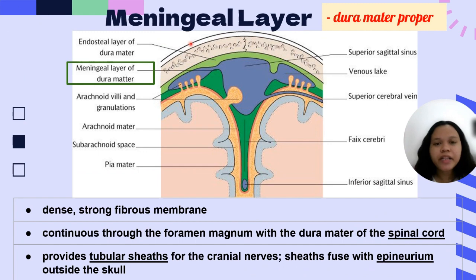The meningeal layer is what we refer to as the dura mater proper. And here is the meningeal layer of the dura mater. Like the endosteal layer, it is a dense, strong, fibrous membrane. In contrast, it is continuous through the foramen magnum with the dura mater of the spinal cord. It also provides tubular sheets for the cranial nerves. These sheets fuse with the epineurium, or the outermost layer of the peripheral nerves outside the skull.